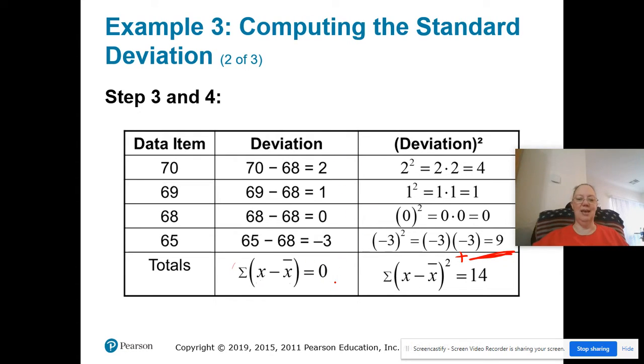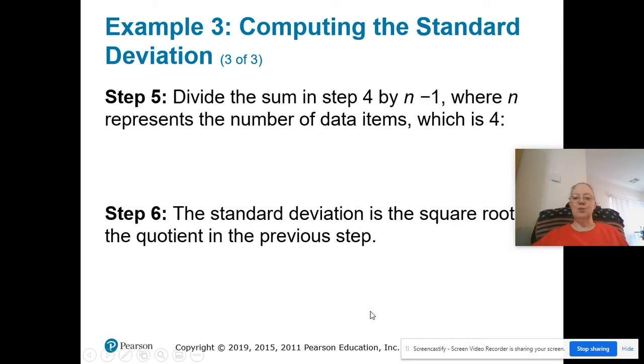That doesn't really tell us what's happening. So instead of adding up the deviations, we're going to add up the square of the deviations, and we get 14. This means add them up. Add up the squares of the deviations. Once we have added them up, we're going to divide by n minus 1. Don't ask me why we don't divide by 4, because we have 4 items. I really don't know the answer to that.